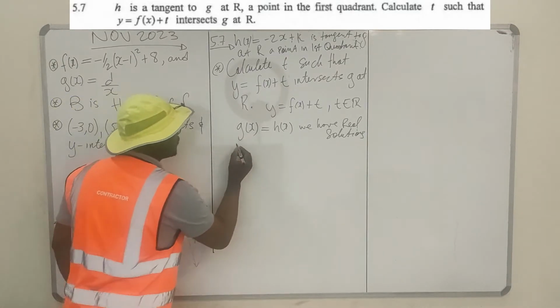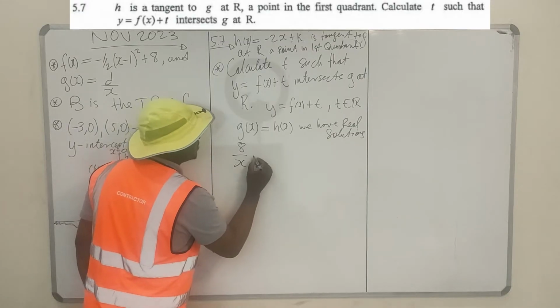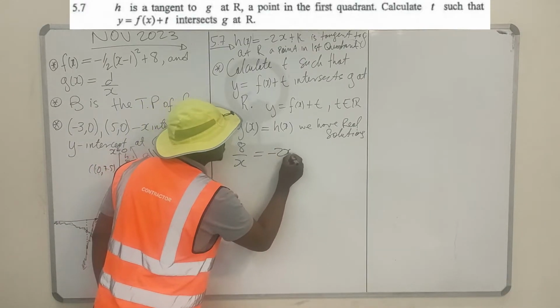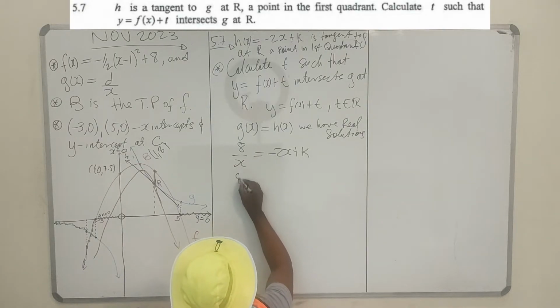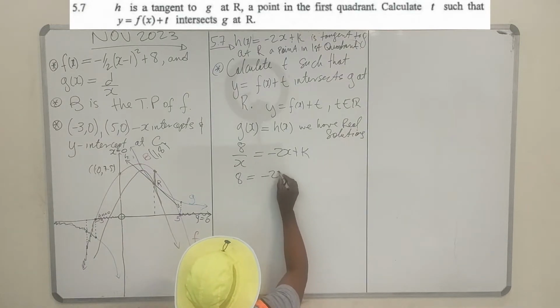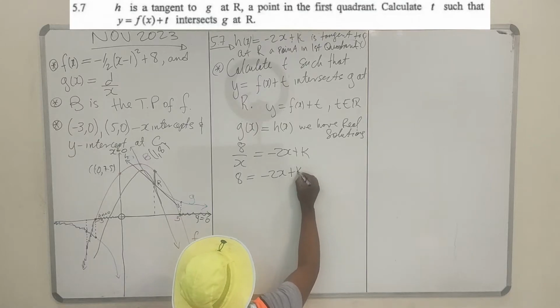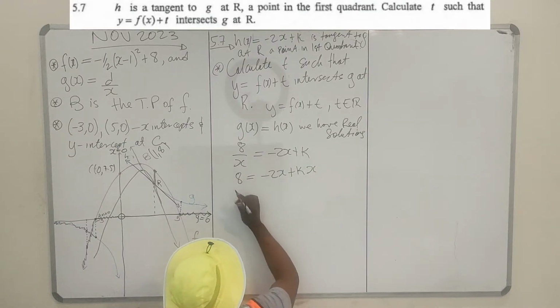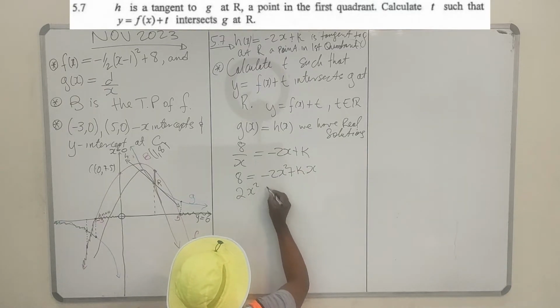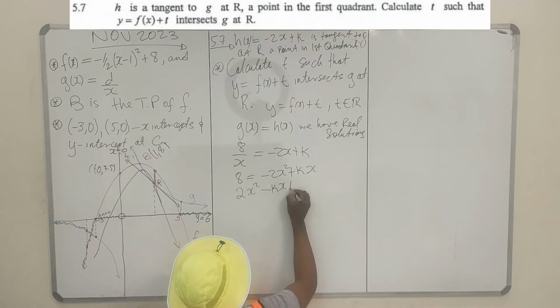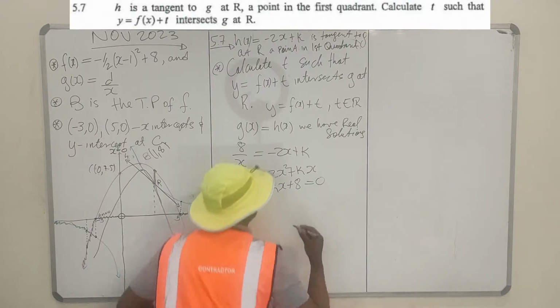So we say, okay, we know g of x is 8 over x is equal to minus 2x plus k, right? Multiply throughout by x, so 8 is equal to minus 2x squared plus kx. Then you transpose this to the left-hand side. I should be 2x squared here. We have 2x squared minus kx plus 8 is equal to 0.